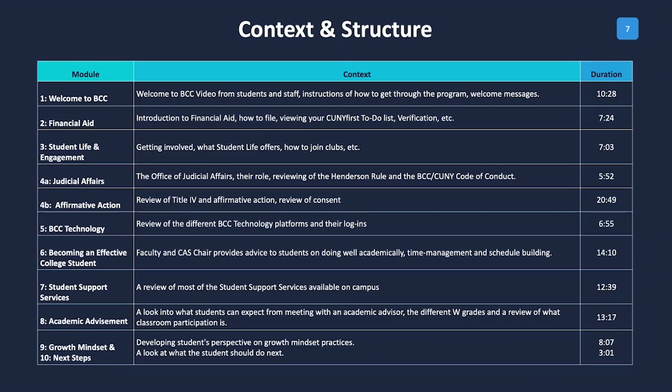Growth mindset, we introduce the concepts of neuroplasticity. We talk about the importance of effort and how learning and improving is a process, not something that you're born with. And those concepts are carried over into the freshman year seminar that many of our first semester students take. So that's an overview there. And I think these 10 modules have been well received by our students based on some of the data you'll see later.